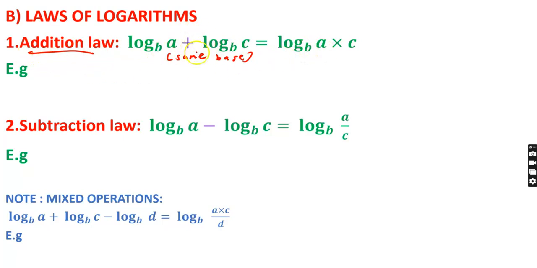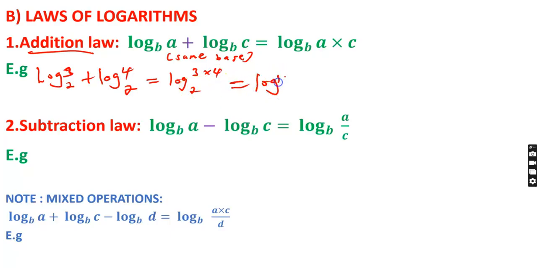Instead, that is a plus between them. Let's give an example. If I have log 3 base 2 plus log 4 base 2, this will give me automatically log 3 times 4 base 2, and this will give me log 12 base 2. So that is how to apply the first law.